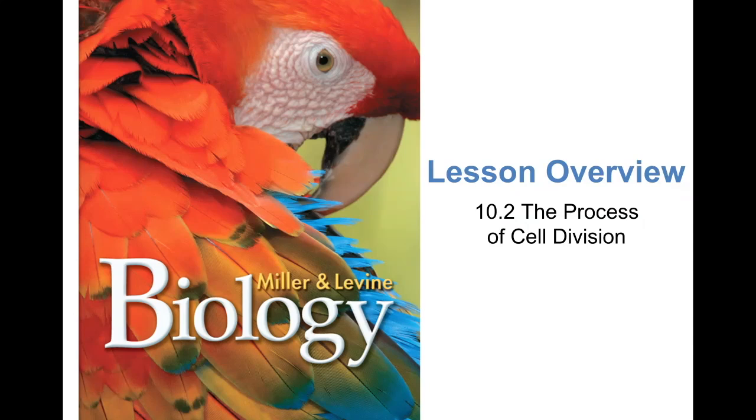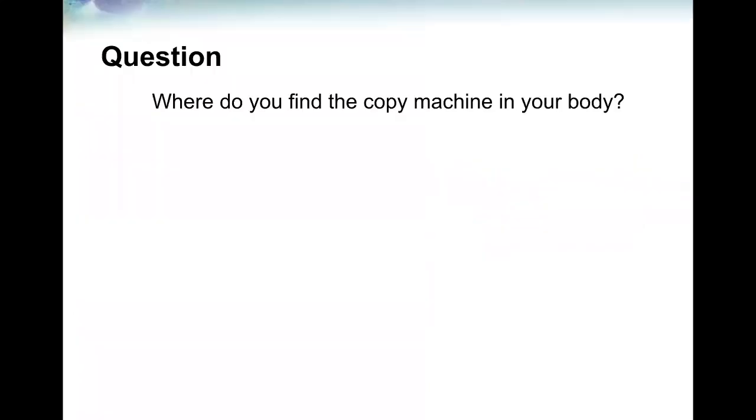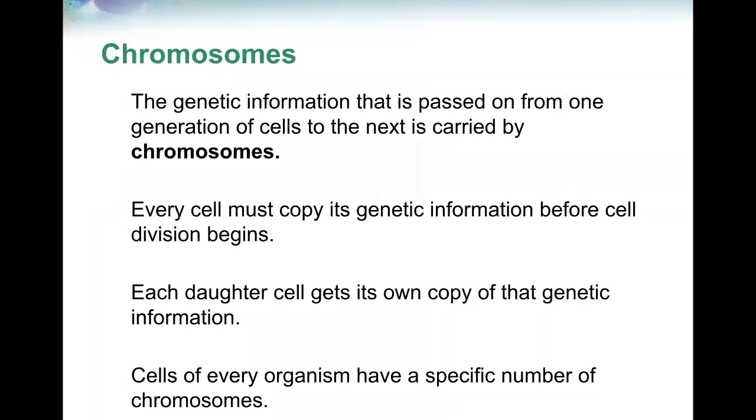The process of cell division. Where do you find a copy machine in your body? The genetic information that is passed on from one generation of cells to the next is carried by chromosomes. Every cell must copy its genetic information before cell division begins. Each daughter cell gets its own copy of that genetic information, and cells of every organism have a specific number of chromosomes.